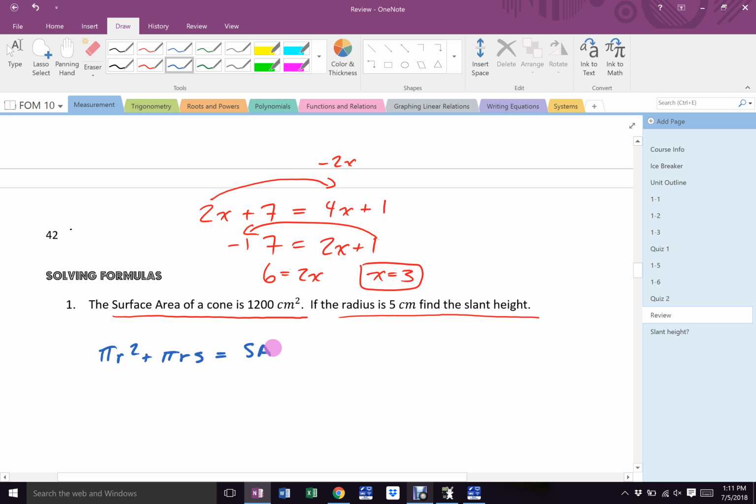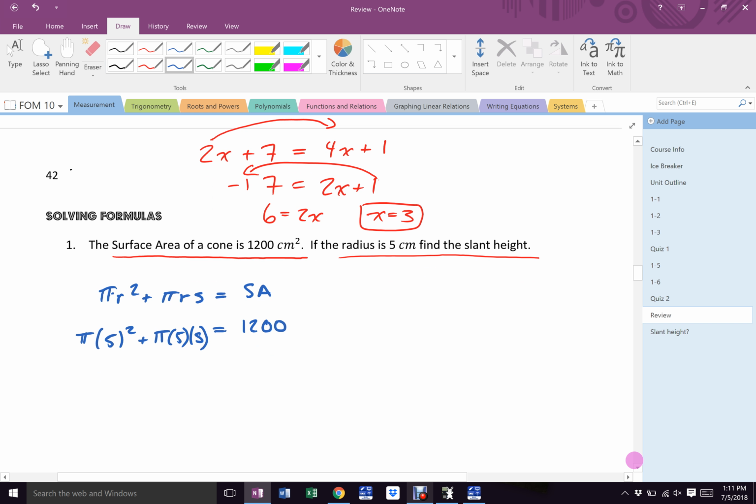Now, what do I know here? I know the surface area is what? 1,200. Do I know anything over here? I know the radius. Pi, the radius is 5 squared plus pi times 5 times s. What is the thing I need to isolate? S. So let's tidy this up. What is 5 squared? 25 pi plus 5 pi s equals 1,200.